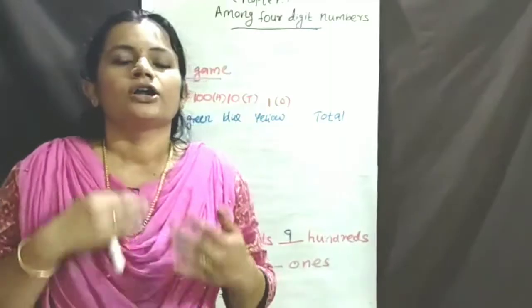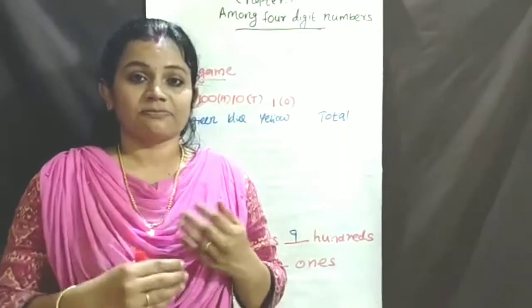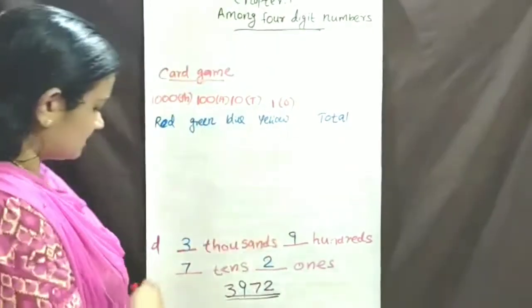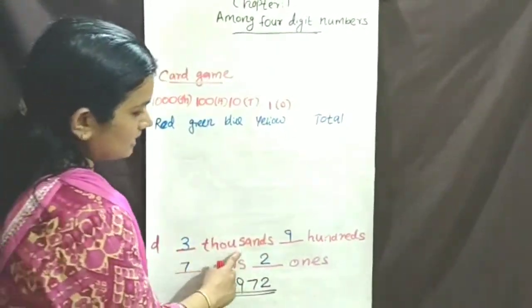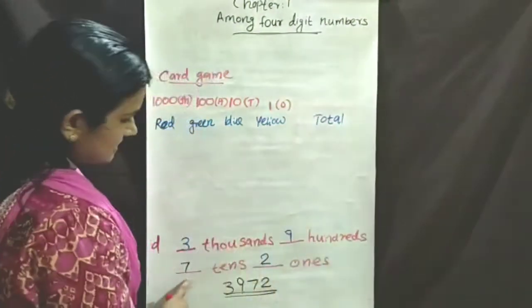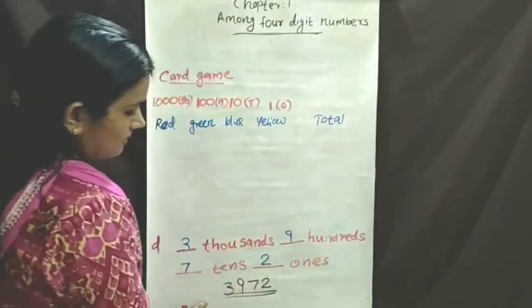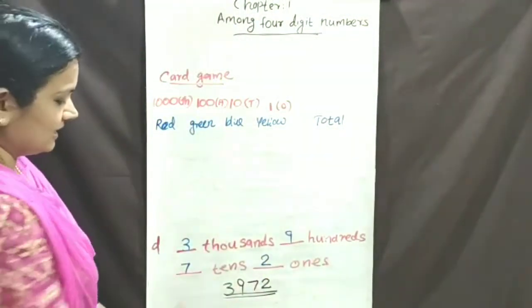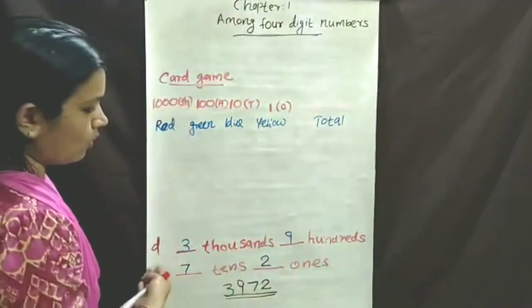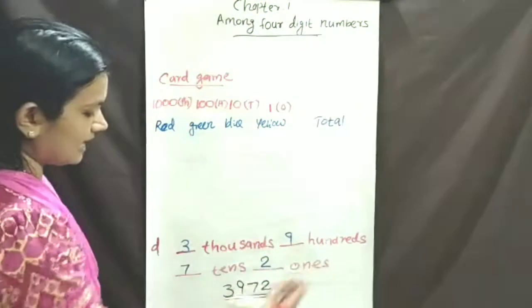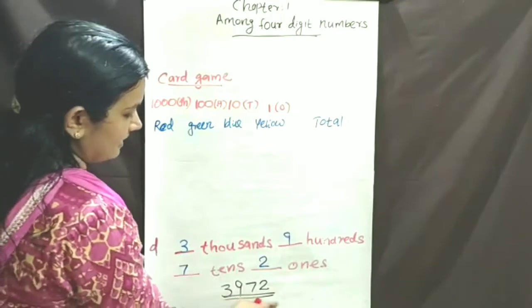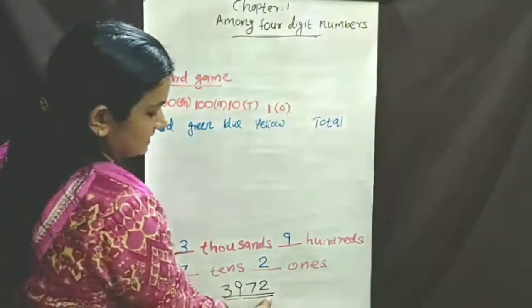Okay, children, now we are discussing the expanded form and standard form. The last question was 3000, 900, 70 and 2 ones. What is the answer? All places are given, so we can write 3972.